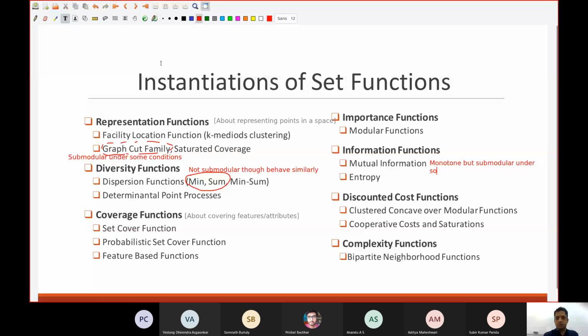I will not mark whatever is submodular. I understand. Okay, then the other discounted cost functions, clustered, concave, or modular functions. I told you, concave of modular, we expect it to be submodular if the modular function is monotone, basically, or non-negative. Cooperative cost. The homework example was a cooperative cost example. But there are some modular cooperative costs as well. Okay, so that was not necessarily a supermodular function.